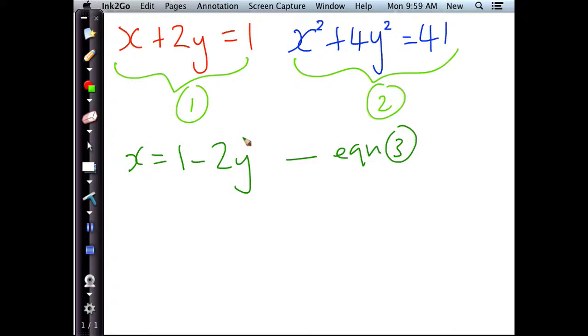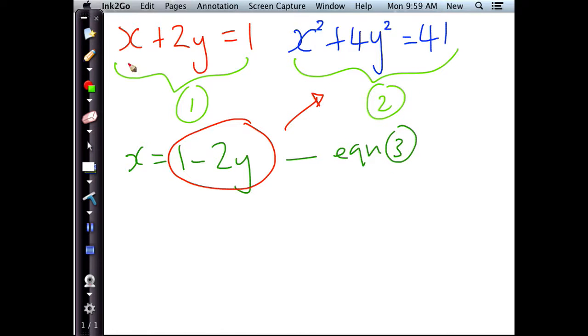Okay, so Kothar, can you see this? Do you know what I'm doing so far? Basically, I've now solved for x there, but now I want to take that value of x and put it in another equation. I can't put it in equation 1 because that's exactly the same thing, so I'm going to put it in equation number 2.